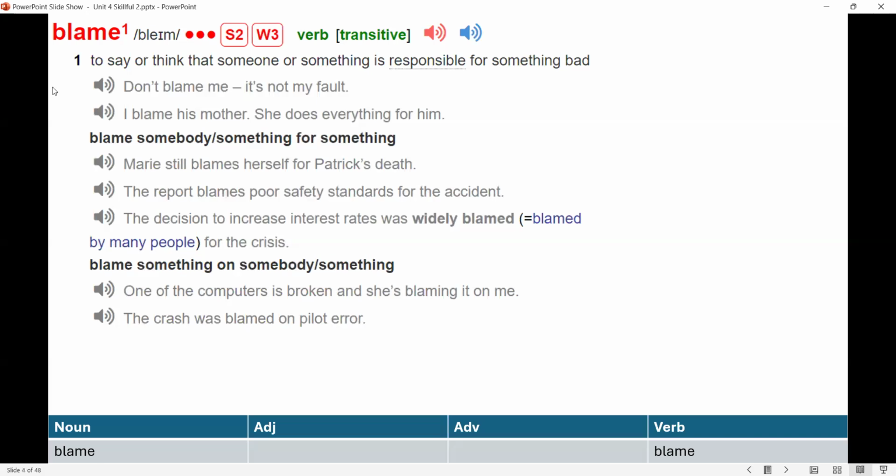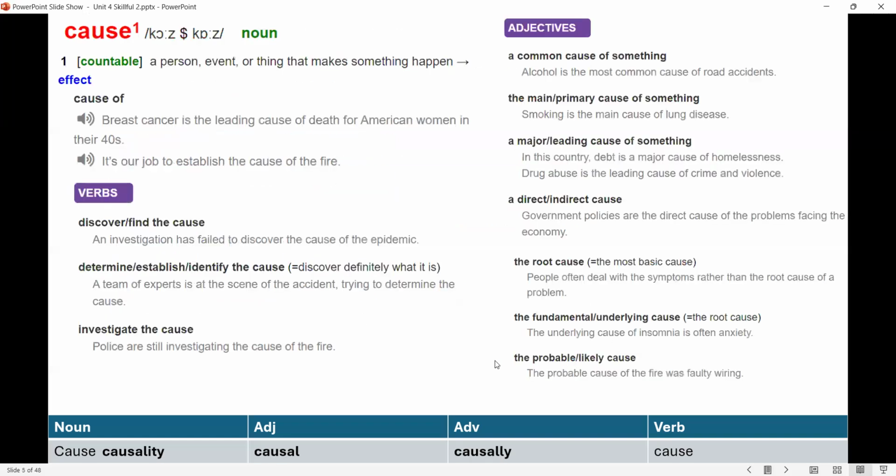Blame. Blame means to say or think that someone or something is responsible for something bad. We say blame somebody for something and blame something on somebody. Don't blame me, it's not my fault. I blame his mother. She does everything for him. Mary still blames herself for Patrick's death. So blame oneself for something. One of the computers is broken and she's blaming it on me. Blame something on somebody. You can read the rest by yourself.